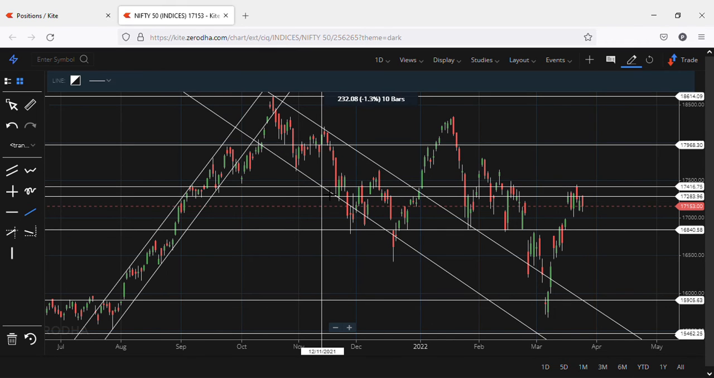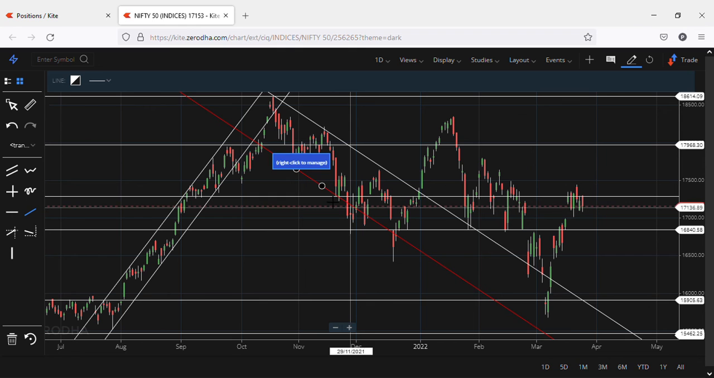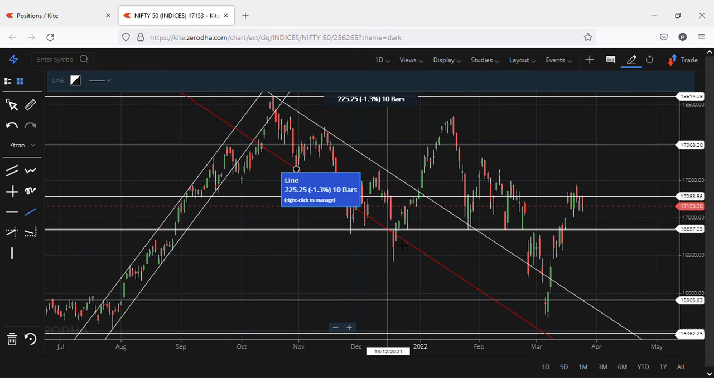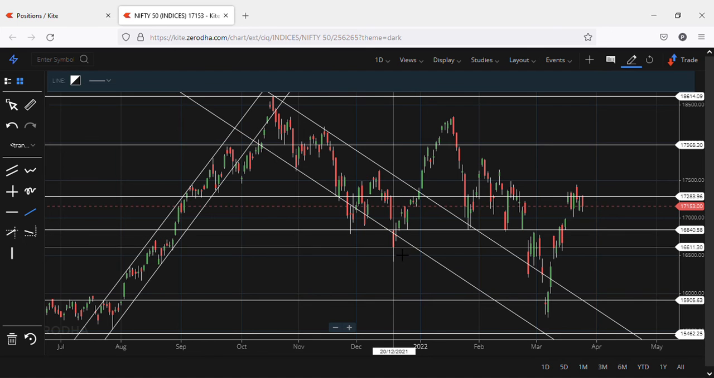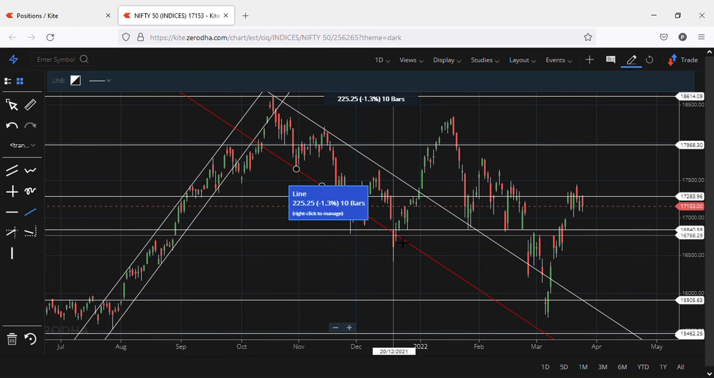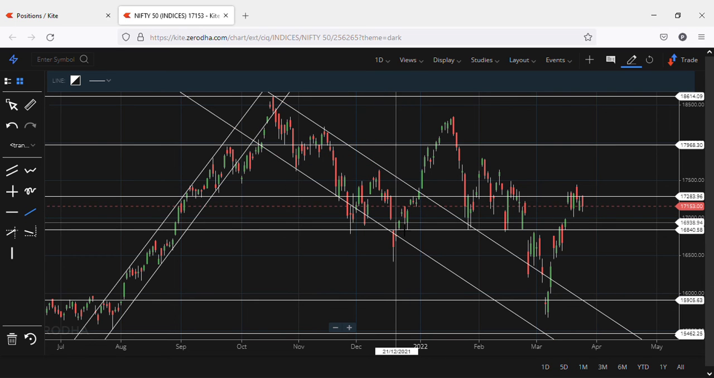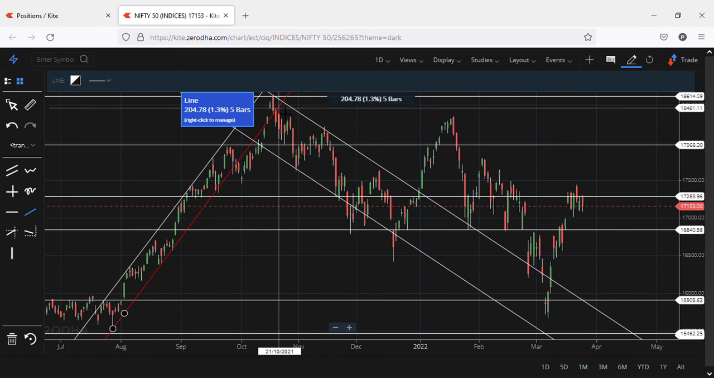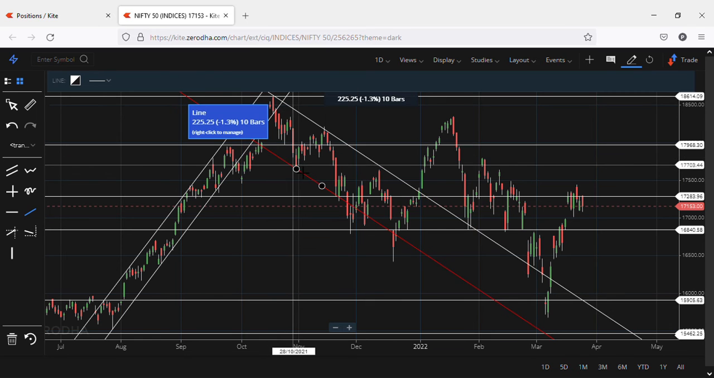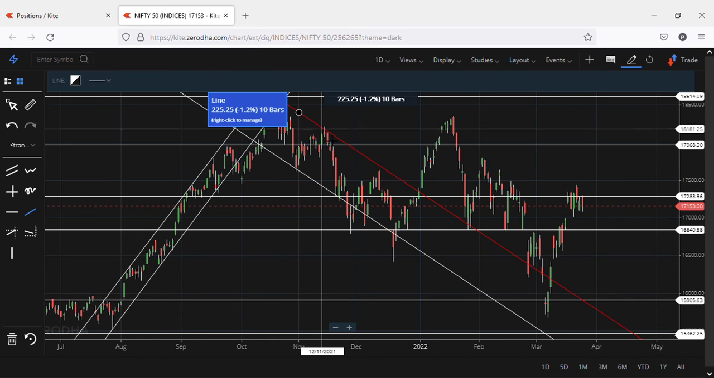The same length is very important between these two lines, this line and this line. So multiple touch points. See here, again it went to this level and broke, but the next day itself it went up and moved upside. Whenever this trend line has lower lows, so this low, lower low, again low, and again low.